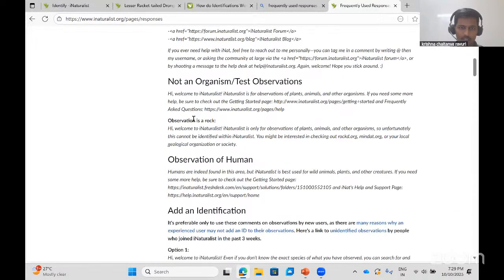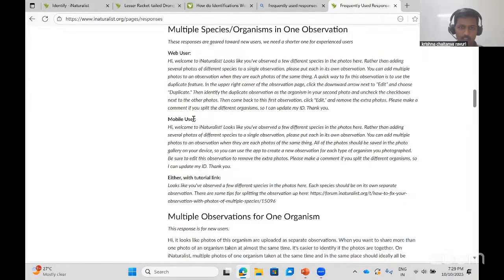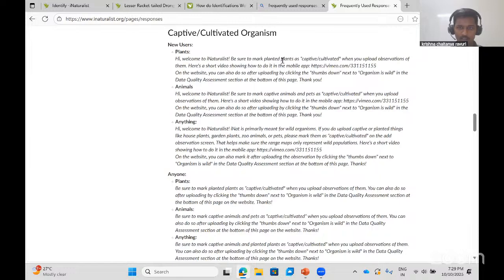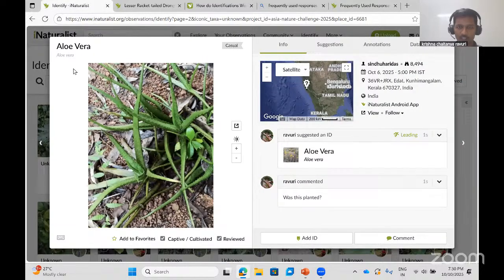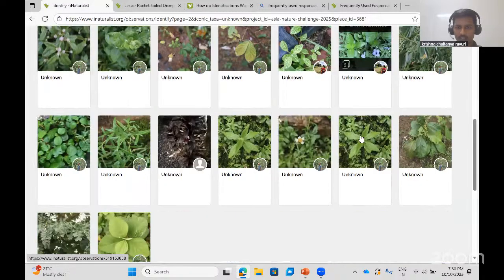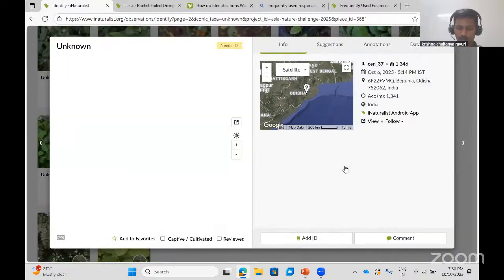Yeah, so whenever you see an observation, here's the captive cultivated, you can just copy and paste this message, so it's just quicker for you instead of typing every time. You could quickly copy paste the message which says that this observation must be marked as captive or cultivated. And yeah, so this is how you can quickly identify. And there are some more things also.